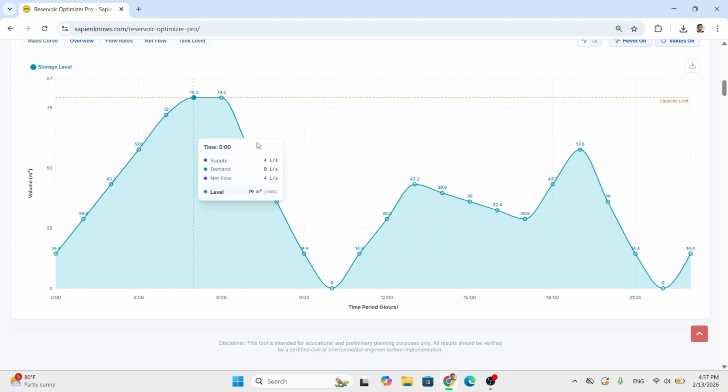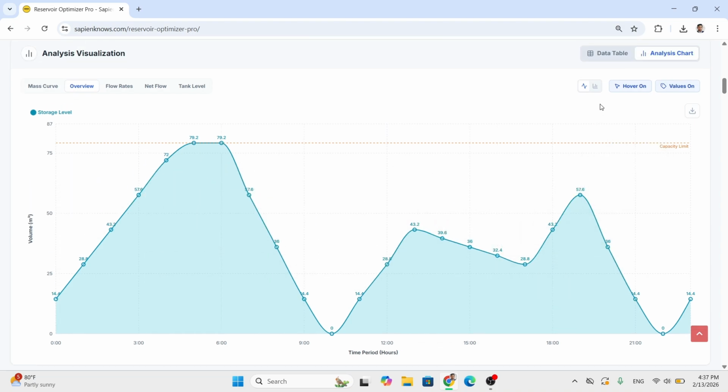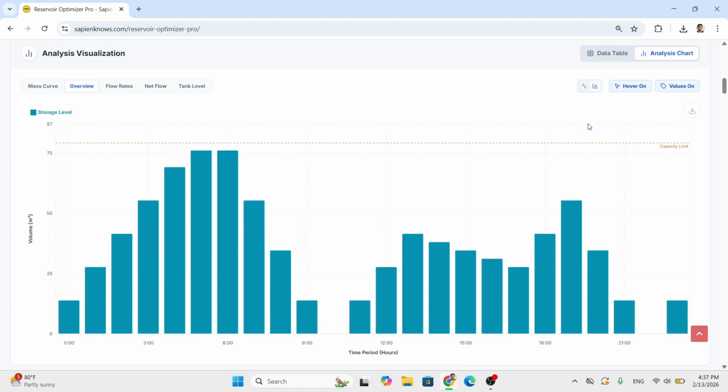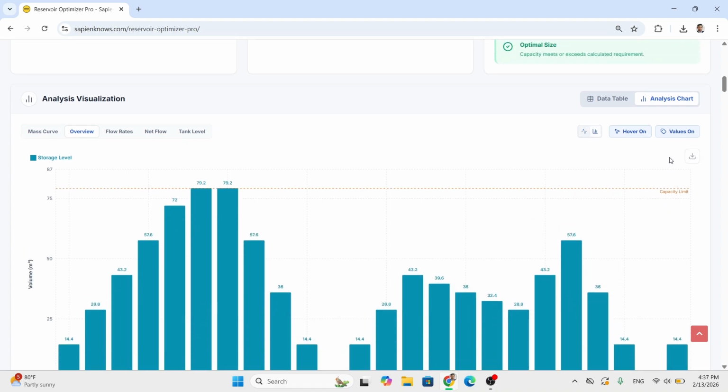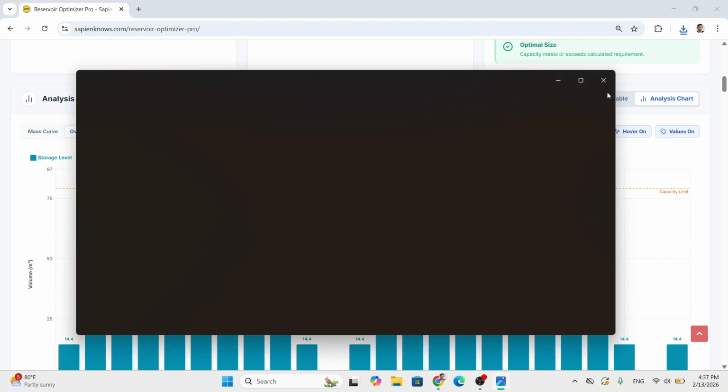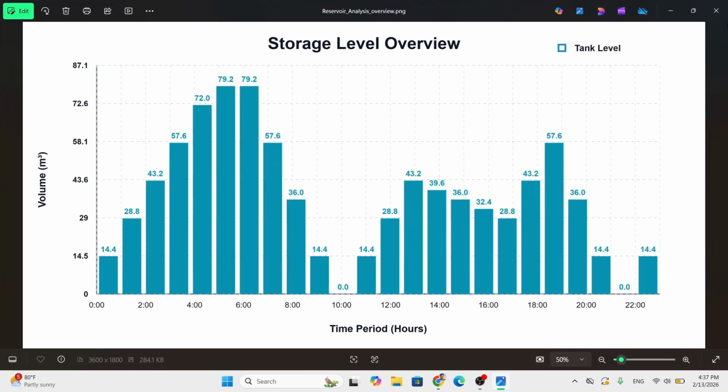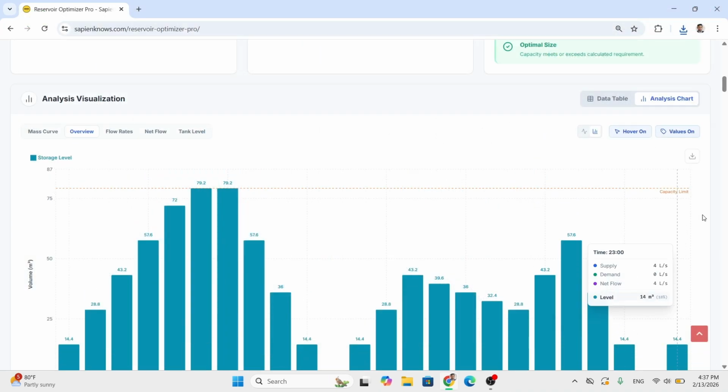So the fluctuations in the tank level is shown by this diagram, or we can also see it in graph form. You can also download it. Which is the storage level.